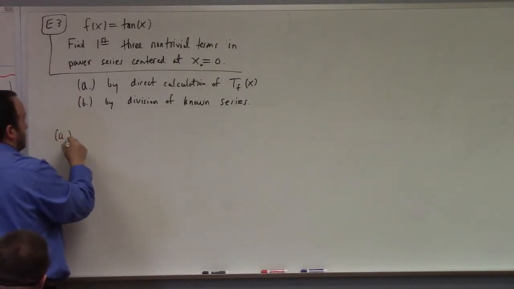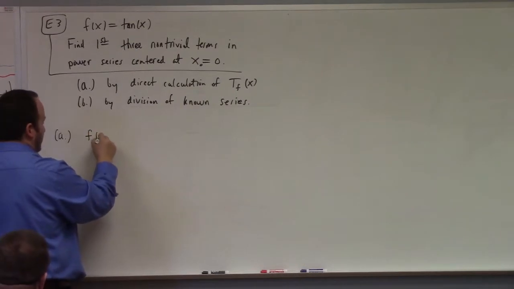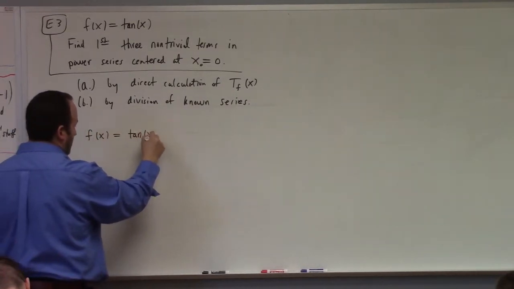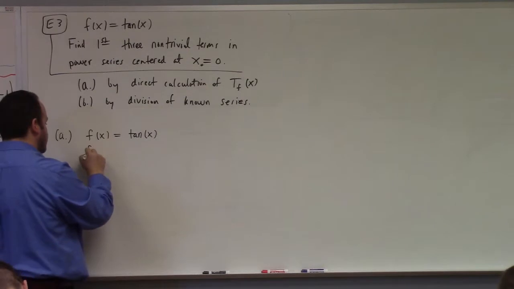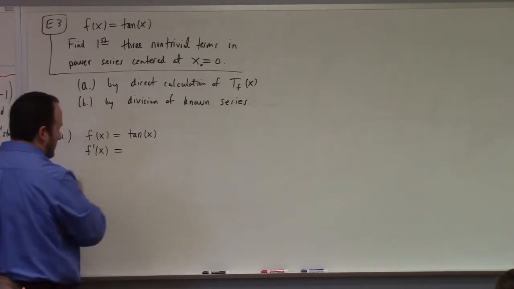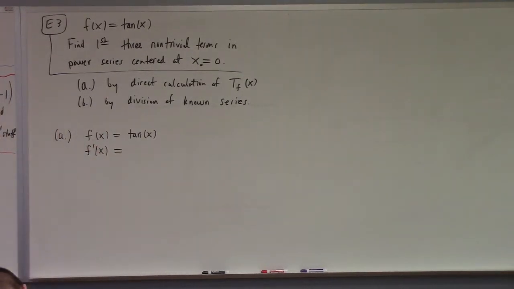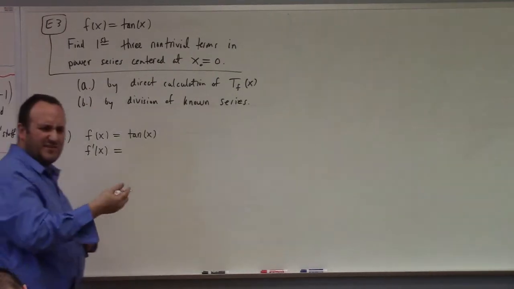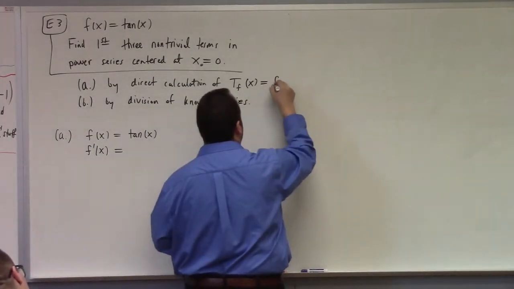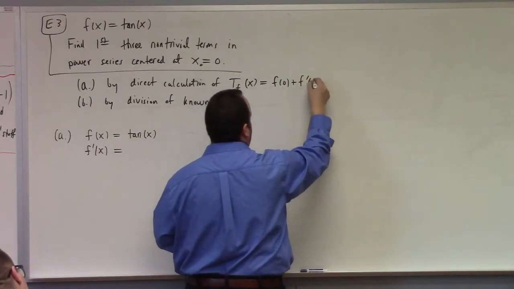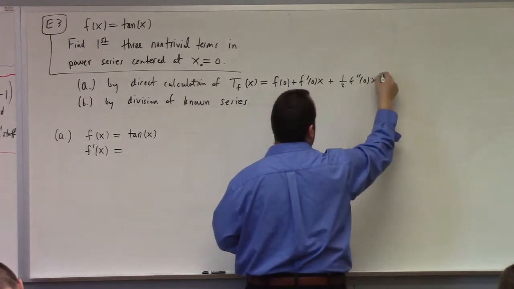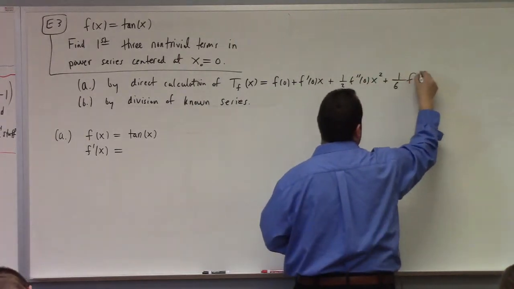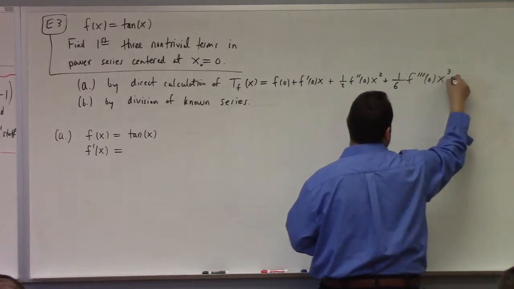A, f of x is tangent. All right. Now, what's f prime of x? Right, I guess I should remind you guys what this means. This is f of 0 plus f prime of 0 times x plus 1/2 f prime prime of 0 times x squared plus 1/6 f prime prime prime of 0 times x cubed, and so forth.